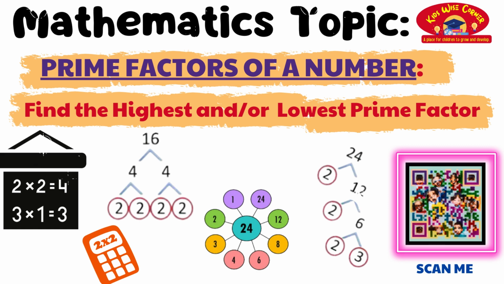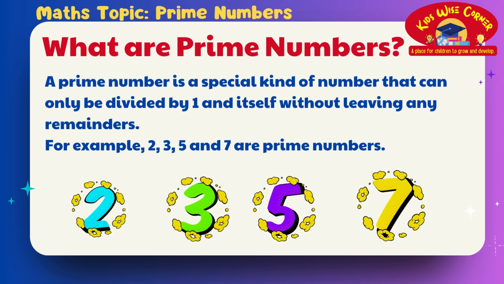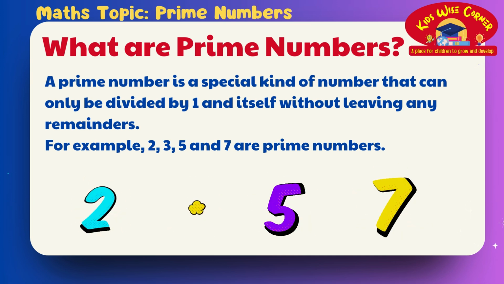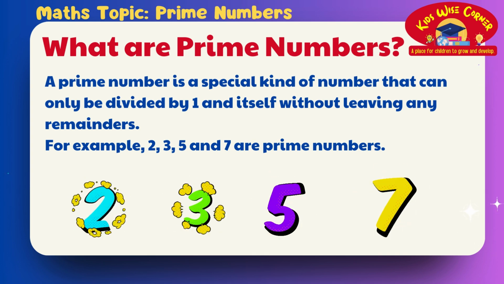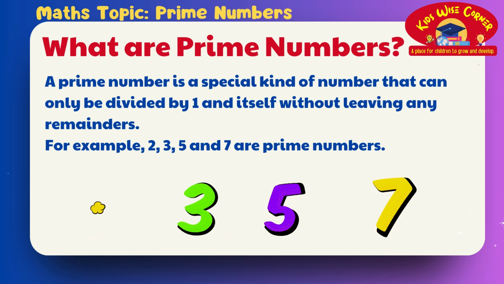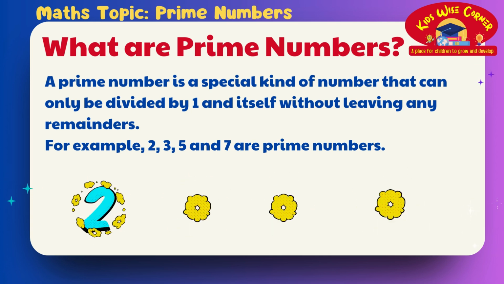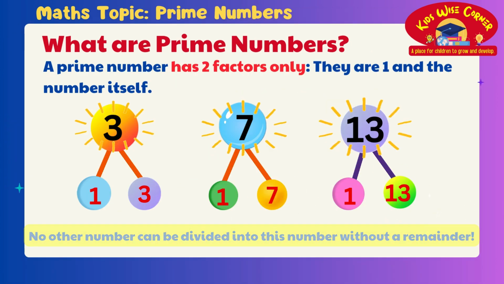Today, we're diving into the fascinating world of prime numbers and prime factors. But first, what exactly is a prime number? A prime number is a special kind of number that can only be divided by 1 and itself, without leaving any leftovers. For example, 2, 3, 5 and 7 are prime numbers because they have exactly 2 factors, 1 and the number itself.